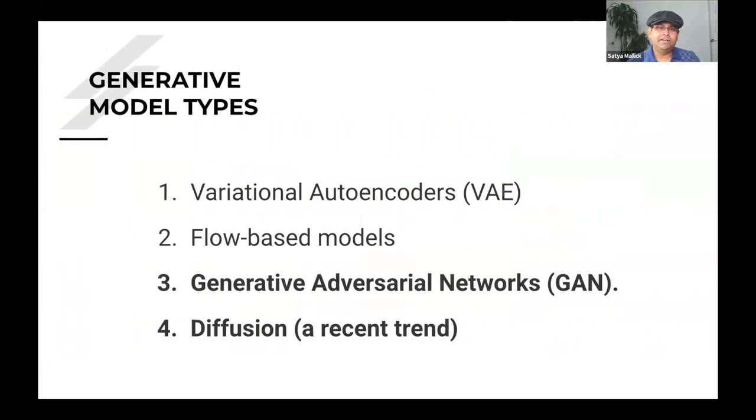So what are the various types of generative models? There are 4 or 5 different kinds of popular models. The first one is variational encoder, flow-based models. But the most popular ones these days are generative adversarial networks, or GANs, and diffusion models. And diffusion models are a pretty recent trend. Literally less than a year back, these things started becoming very popular. Although the ideas were there since 2015, really they have become popular in the last few months.